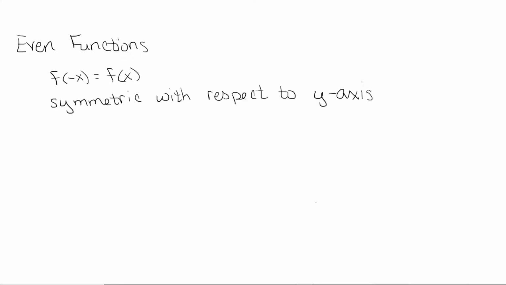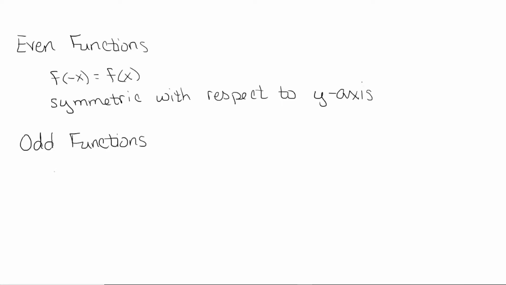Another way to think about this is that it's symmetric with respect to the y-axis. We can treat the y-axis like a mirror and it'll look the same on the right and the left. For our equation, changing the sign gives us the same output. So our y values match for positive and negative, which means we'd be symmetric with respect to that y-axis.